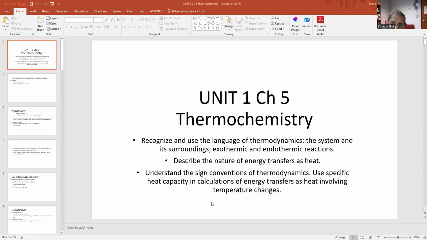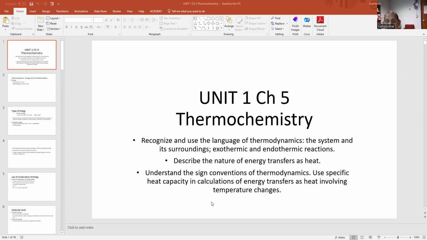A system is the area or the region where the experimentation is taking place, and all other regions or space around that particular experimental place is called the surroundings. Energy can be either exothermic, released to the surroundings, or endothermic, absorbed from the surroundings, and therefore this is useful in determining the nature of energy transfers.